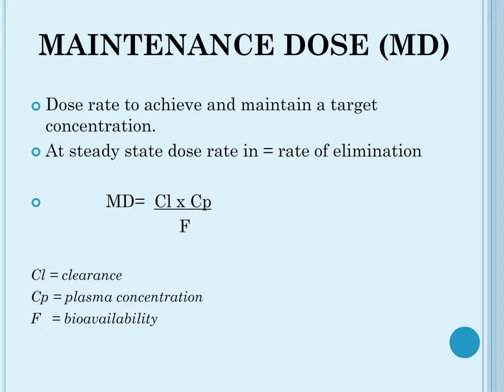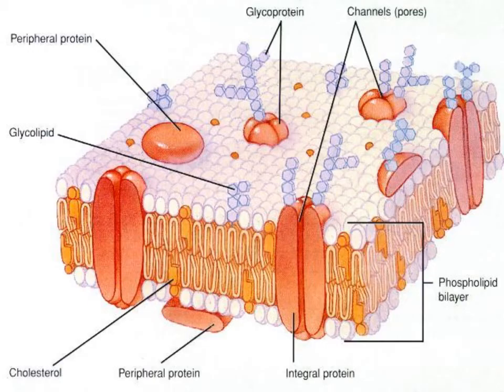The formula for maintenance dose is clearance times concentration in plasma divided by bioavailability. Note that maintenance dose takes into account clearance, which means in patients who have renal dysfunction, you will have to adjust for the clearance levels and the renal function.